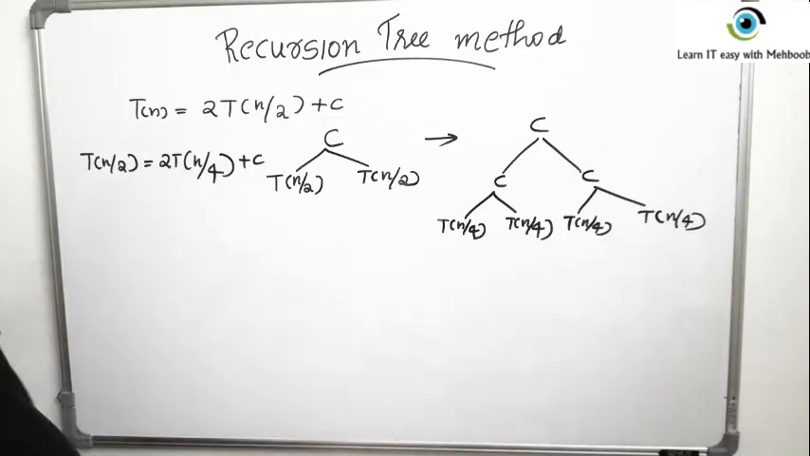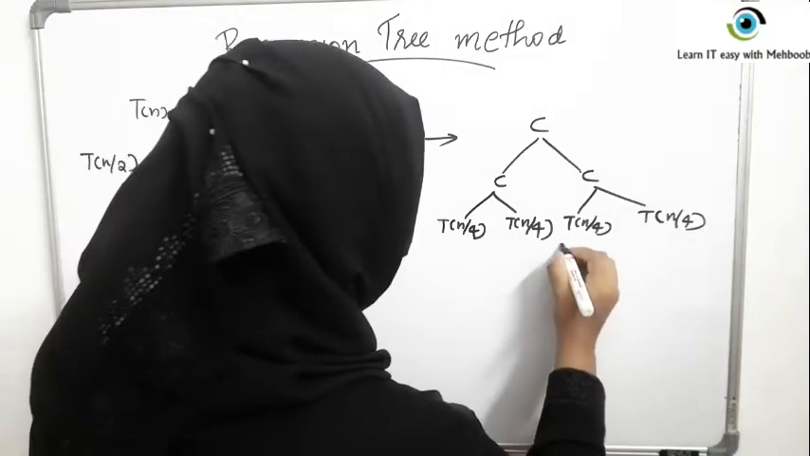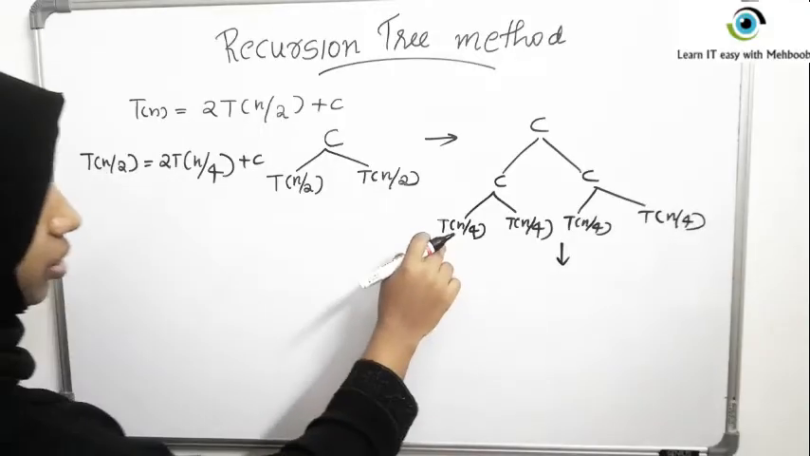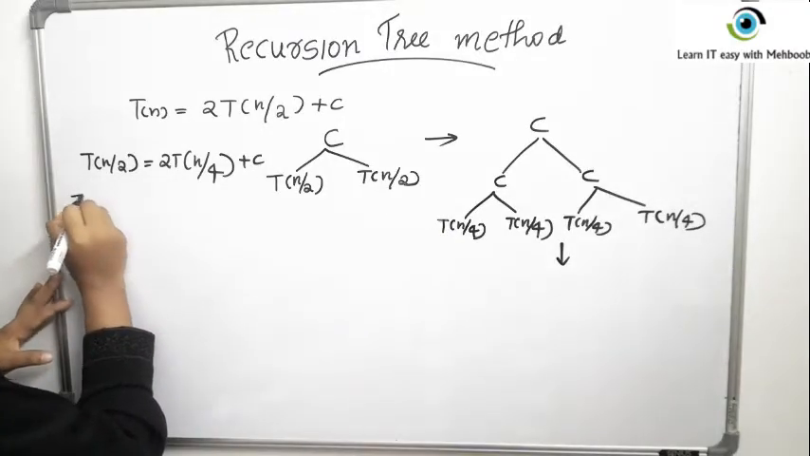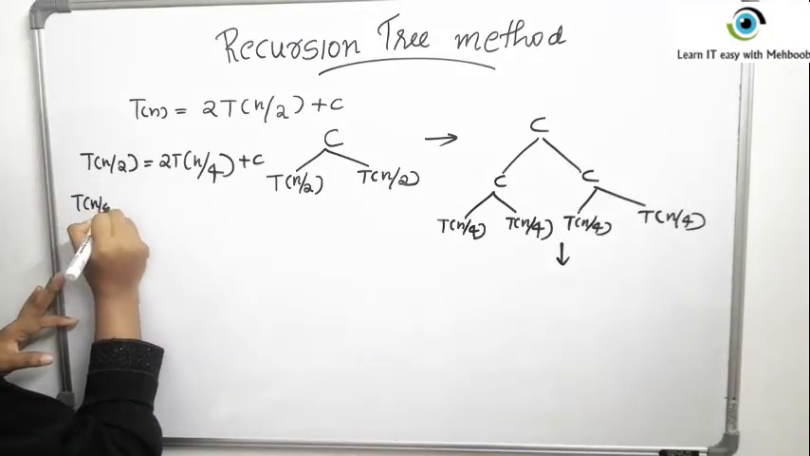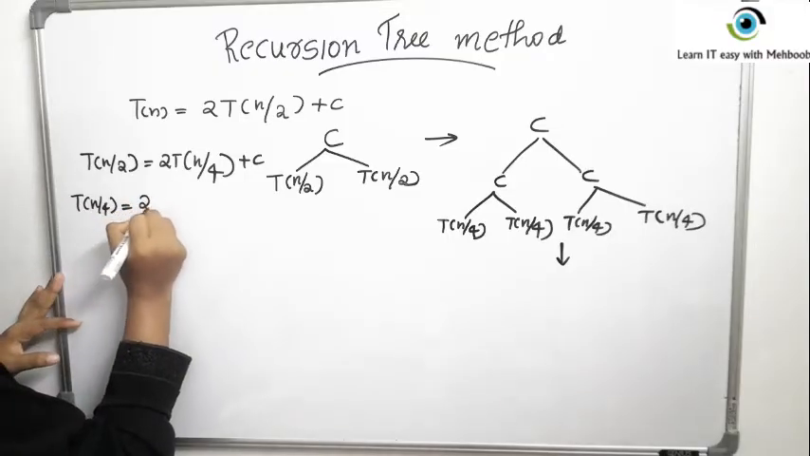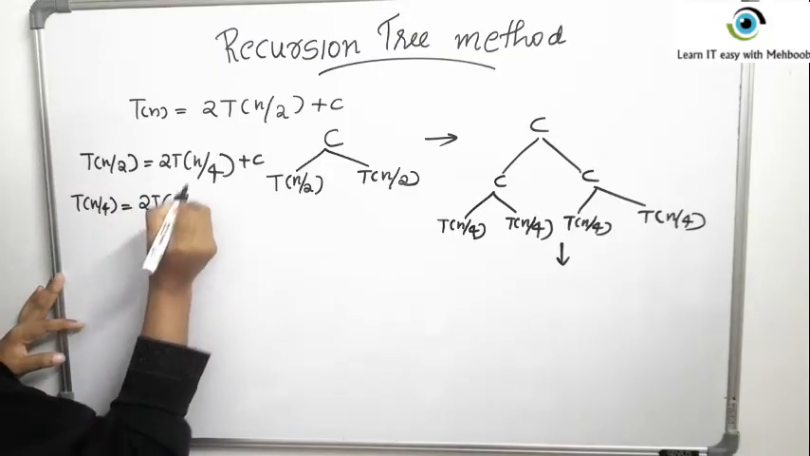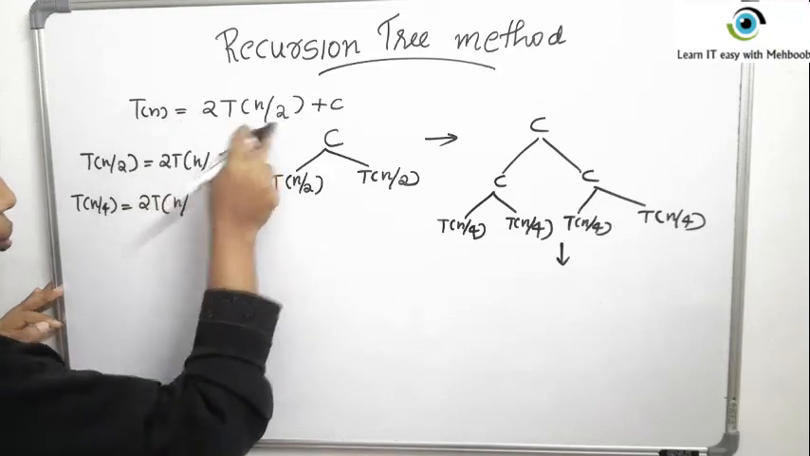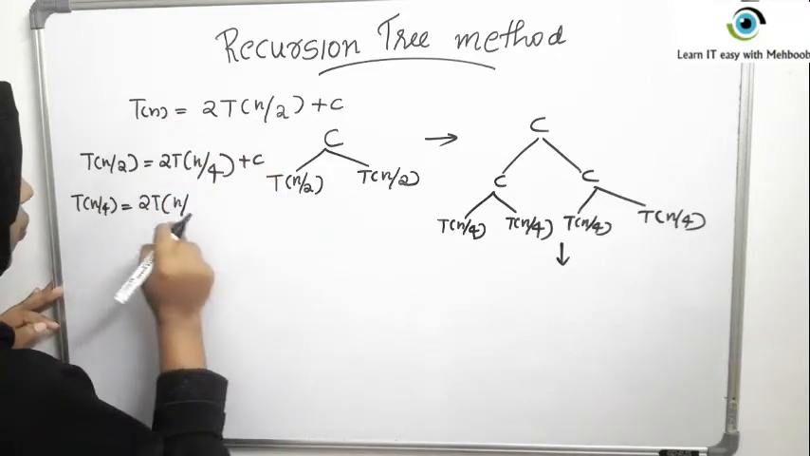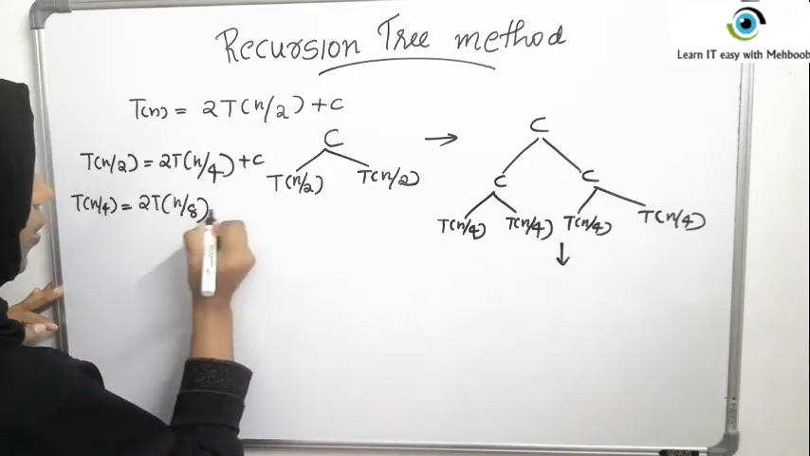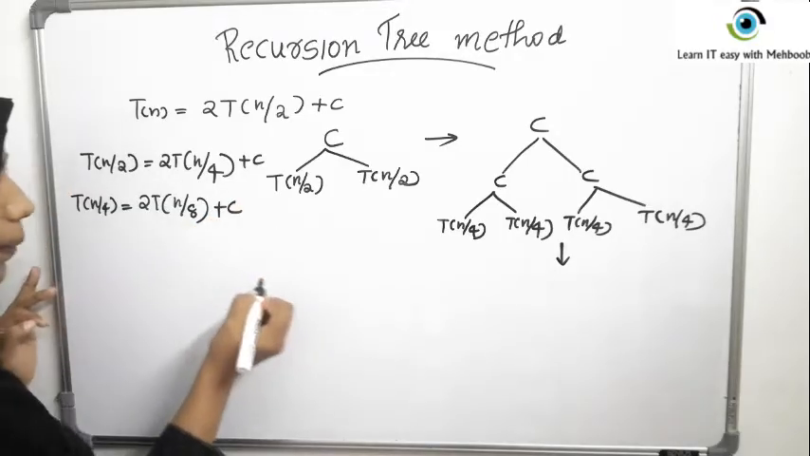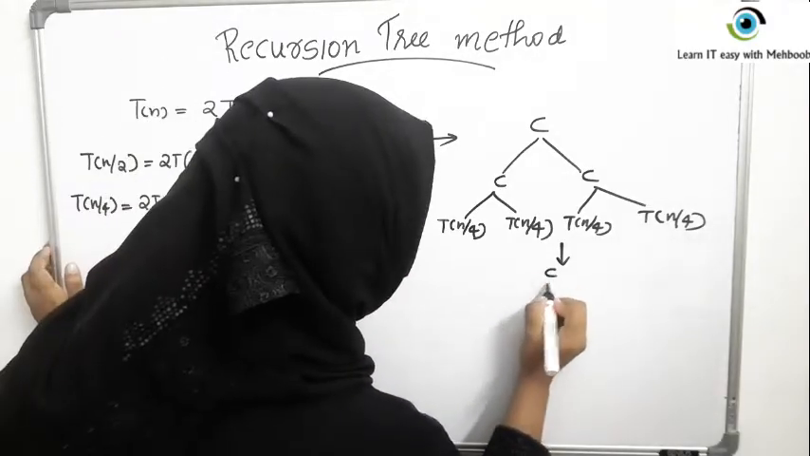Now you have to keep on expanding this further. That is, you have to expand this T(n/4). So when you expand T(n/4), you will get T(n/4) is 2T(n/8) + c. When it is 1, this is 2. When it is 2, this is 4. So when it is 4, it is 8. So 2T(n/8) + c.